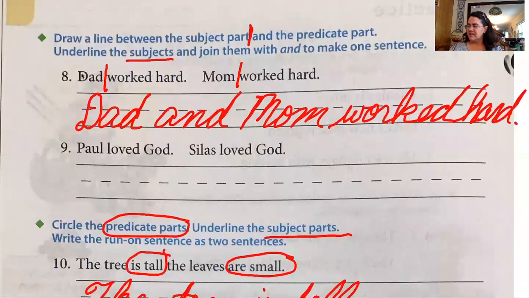Paul loved God, Silas loved God is number 9, but what do we have to do there? Let's read the instructions. Draw a line between the subject part and the predicate part. Underline the subjects and join them with and to make one sentence. So let's start with Paul loved God. Where is my subject part? Paul is the subject and loved is the action. So Paul loved. We're going to separate it there. Underlining the subject of Paul. Same thing. Loved is the action. Who loved? Silas loved. Okay. So we're going to write Paul and Silas loved God.